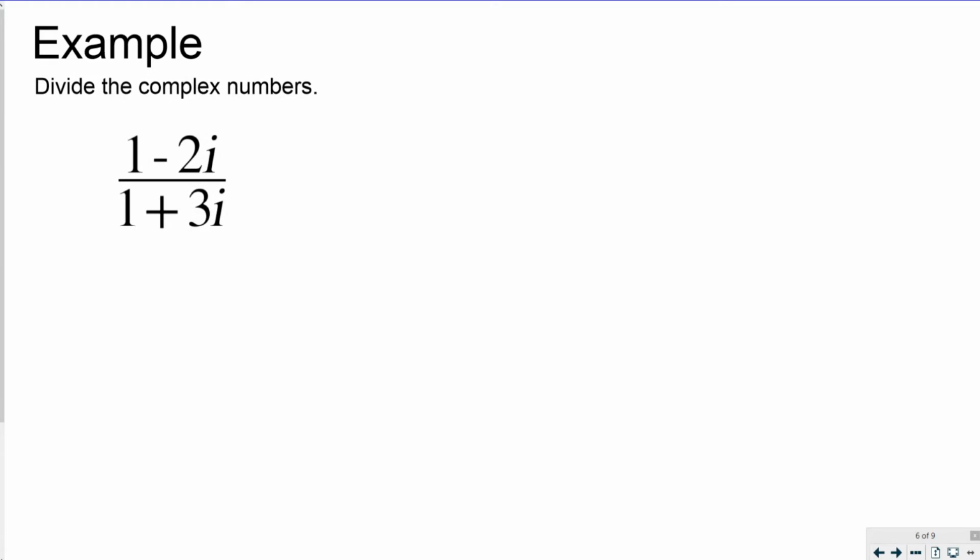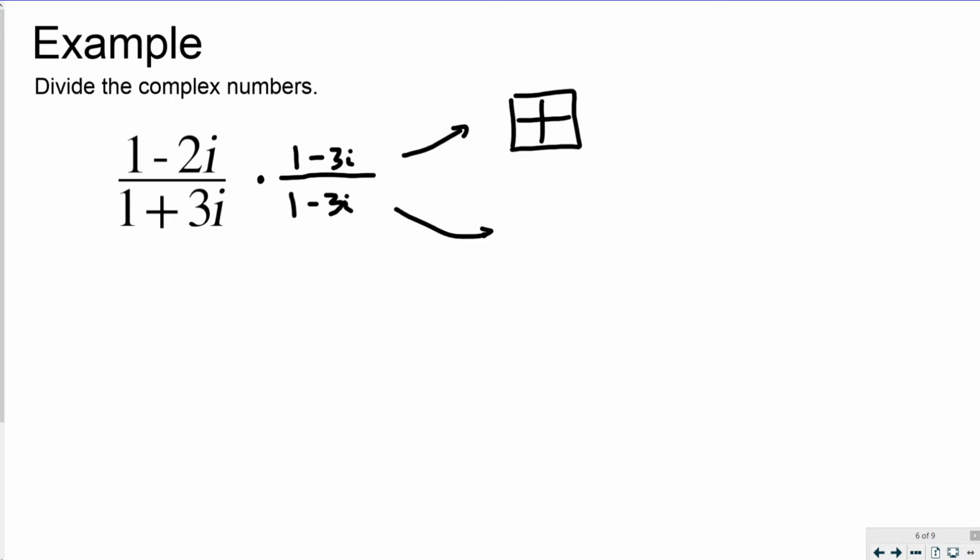Okay, so let's take a look at another example. In this example, I have 2 terms on the top and 2 on the bottom. I'm going to completely ignore the top and multiply by 1 minus 3i on the bottom, and 1 minus 3i on the top as well. So the tricky part about dividing complex numbers is that I have to do a box on the top, and I'm going to have to do a box on the bottom to keep track of all of the different multiplications.